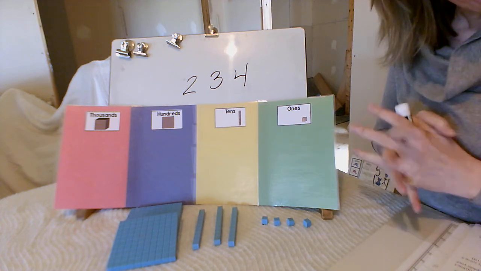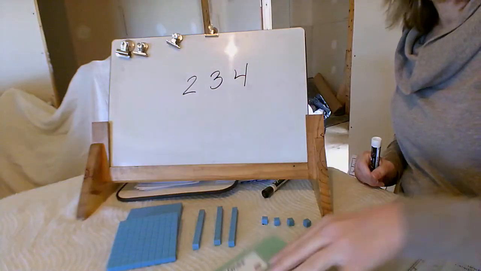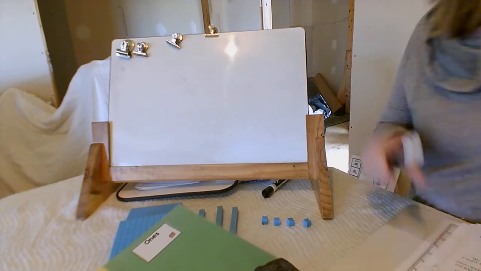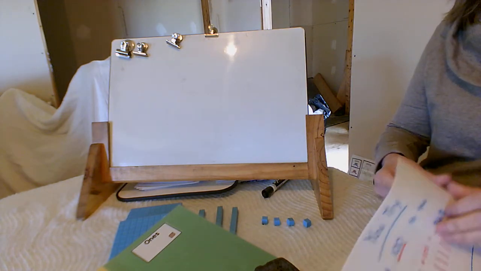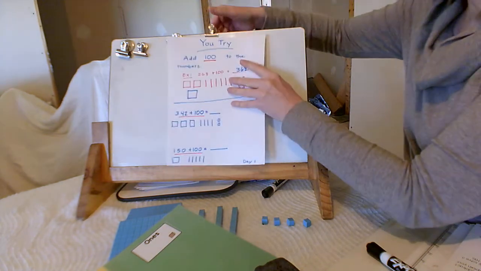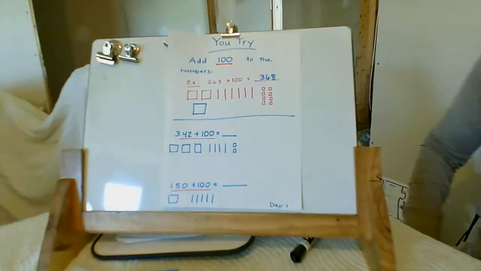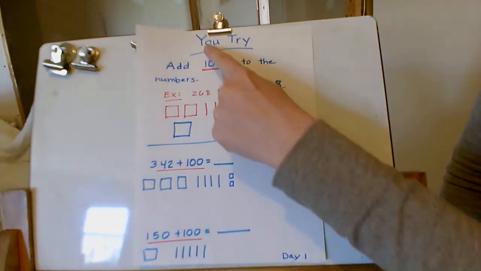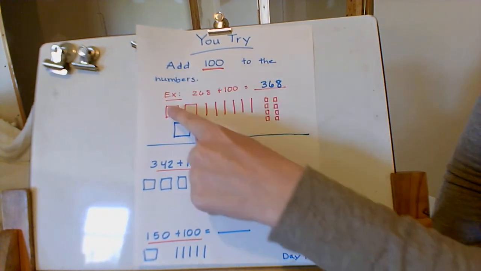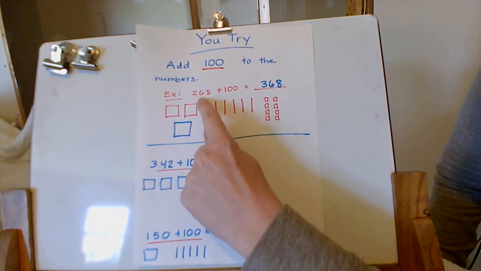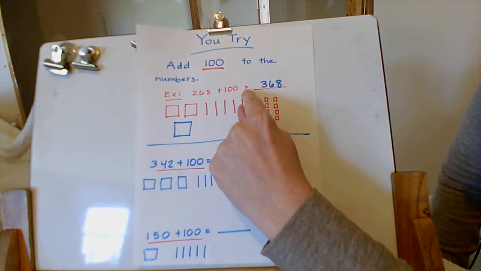Okay, kids, you are going to practice this at home now. So I'm going to show you what you're going to work on. Here is your homework. It says, you try, add 100 to the numbers. So for example, if I have the number 268 plus 100, what is it going to equal?